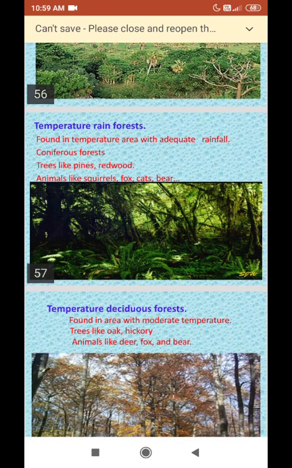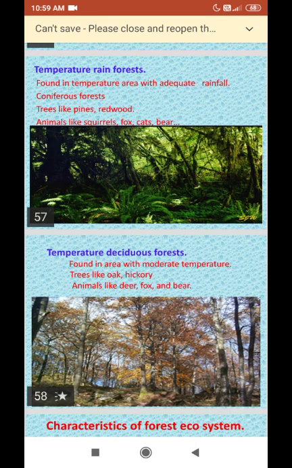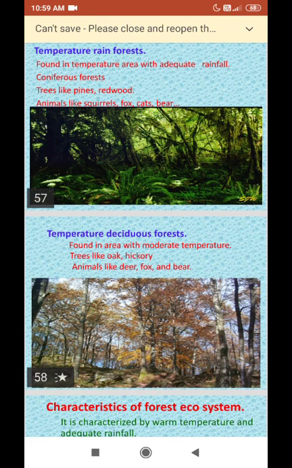And then next one is the temperate rainforest. This kind of forest can be found in temperate areas with adequate rainfall. Here we can find trees like pine and redwood. Then animals like squirrel, fox, cats, and bear can be found there.